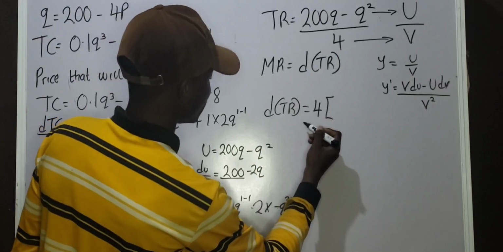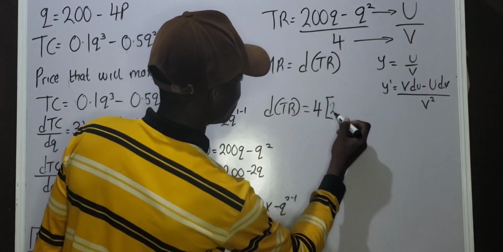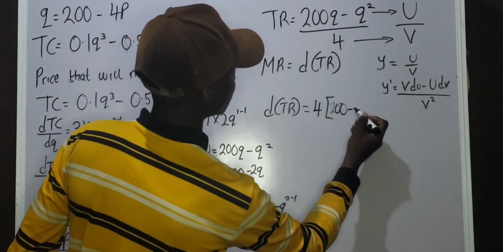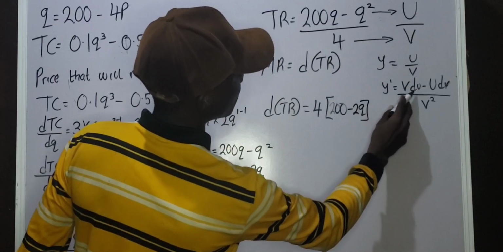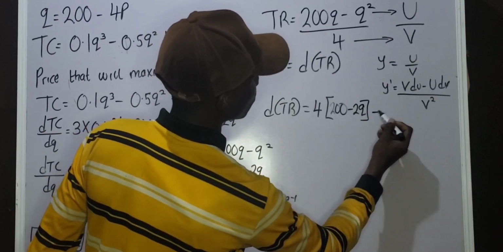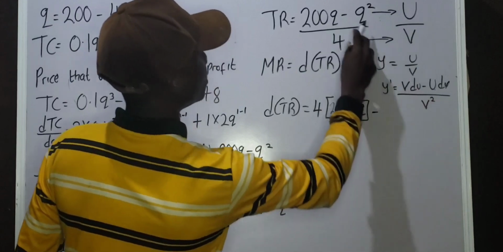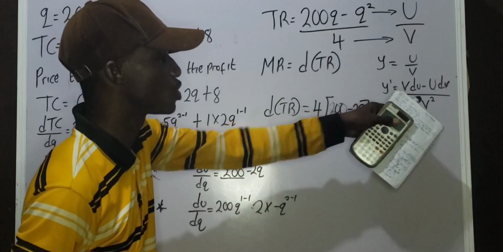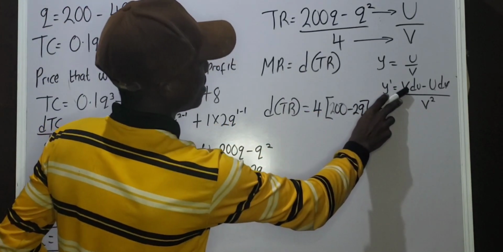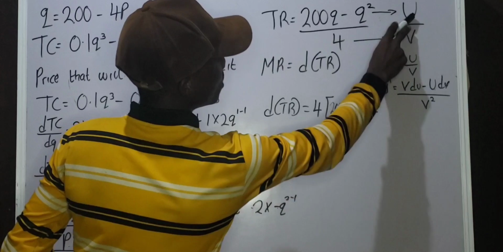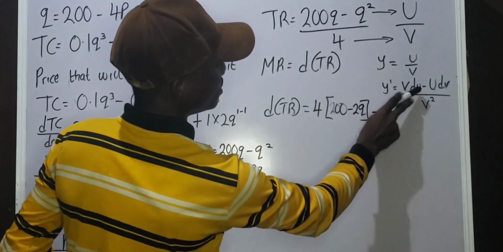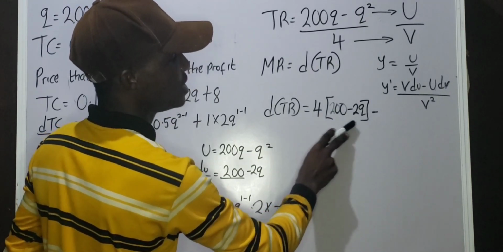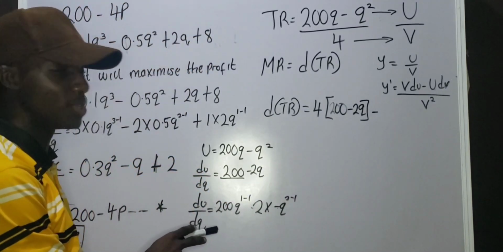So now let's proceed. For this, I'm going to have 4 multiplied by 200. Oh, let me change the marker. 4 multiplied by 200 minus 2q. So I have taken the derivative of this part. Now let's move to the second part. Minus u. U is what? The numerator. Please just pay attention, okay? Look at this. This is the quotient rule formula, okay? V is the denominator. U is the numerator. V du, that is v, which is the denominator, multiplied by the derivative of the numerator. And I explained the derivative of the numerator here.